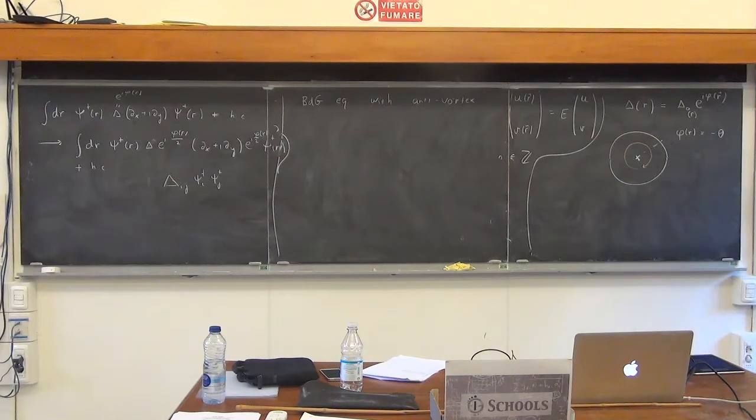This is this well-known phenomenon that if you have a superfluid, the vortex core is actually empty. There are no particles there. If you have a superconductor, it's not empty. There are particles there, but the order parameter goes to 0. It becomes like a normal metal.